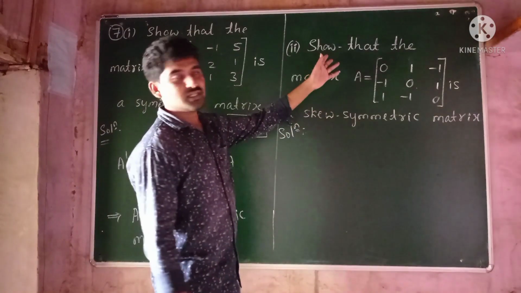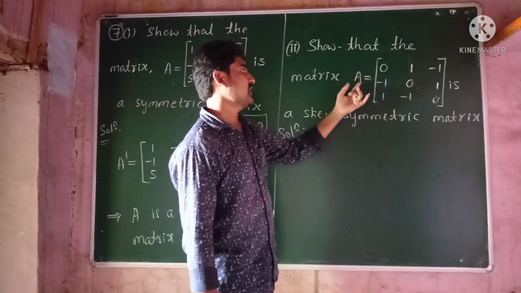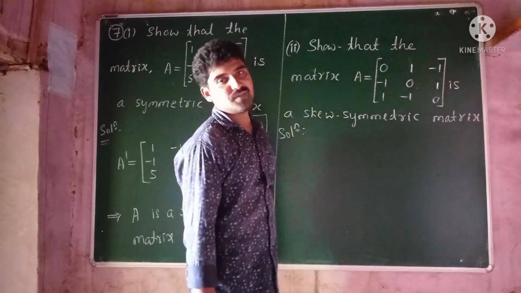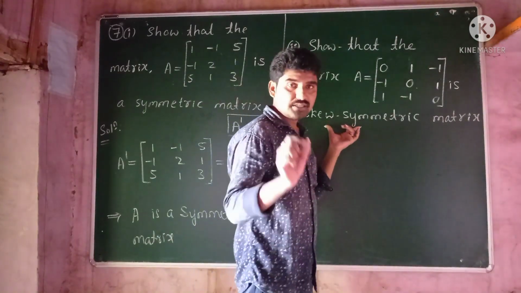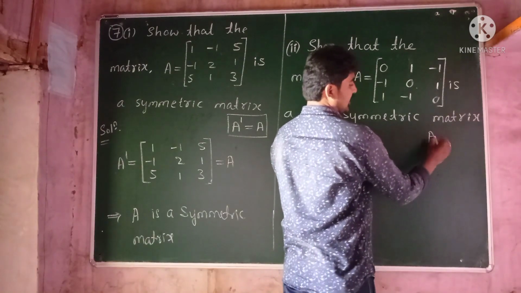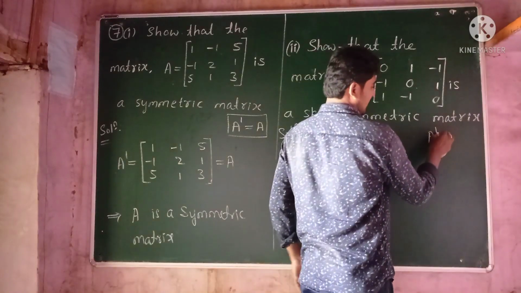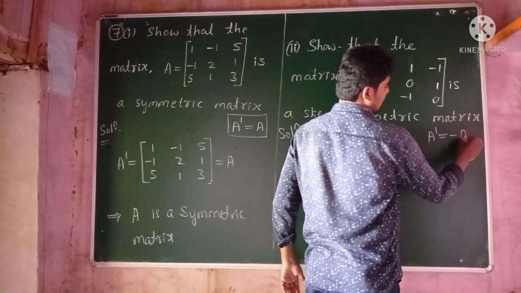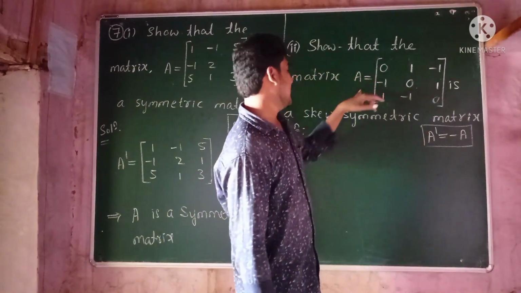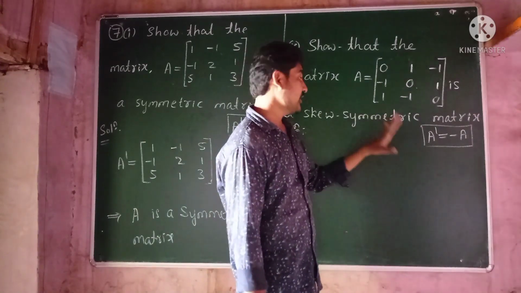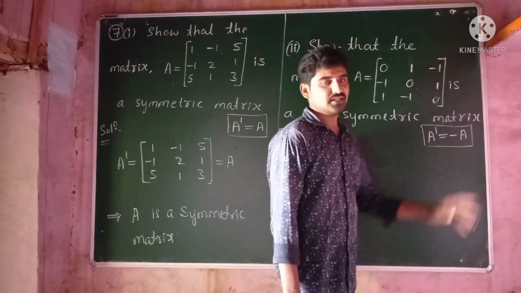Now in the second question, here also he has given the matrix A, and we need to show that this matrix A is a skew symmetric matrix. So what is meant by skew symmetric matrix? A square matrix A is said to be a skew symmetric matrix if the transpose of the matrix A is equal to minus of the matrix A. So to prove this, we need to find the transpose of the matrix A as well as minus A matrix.